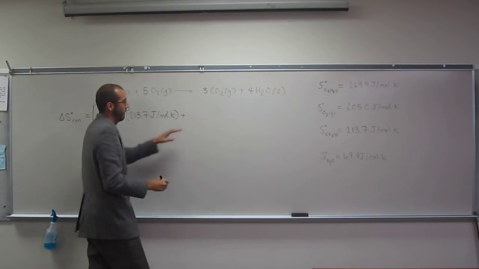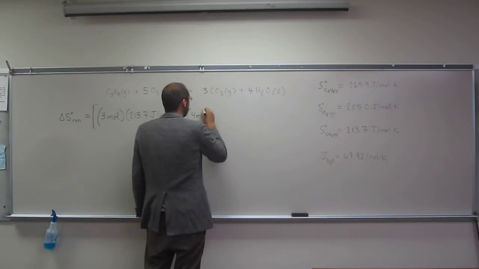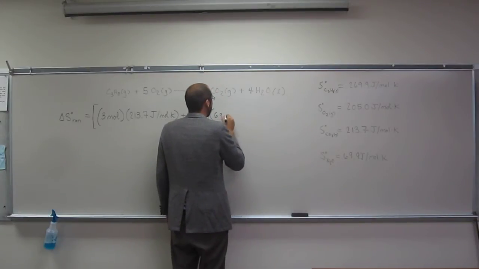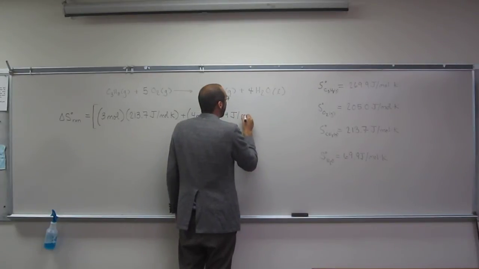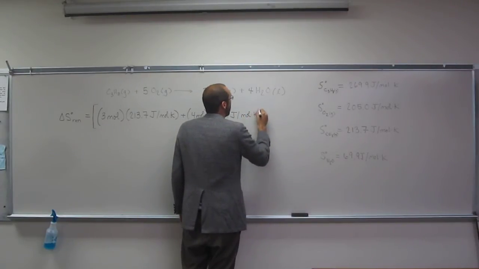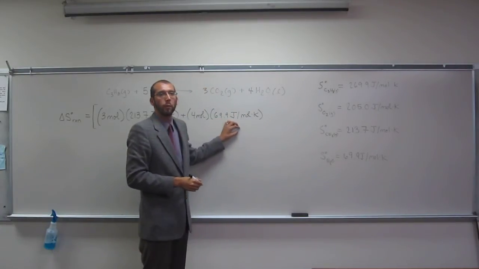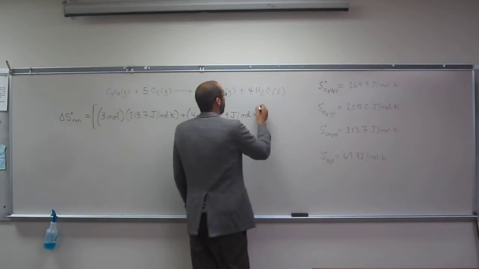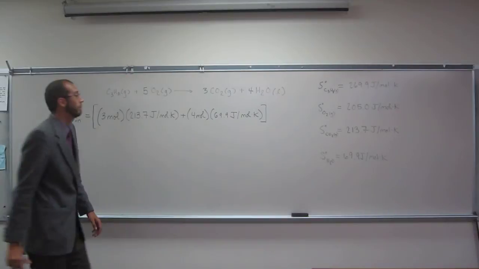Then we're going to add that to the 4 moles of water. So down there. And remember, you got to get these in the right state of matter. If you write down the entropy of water in the gaseous state, it's going to be different than the entropy of water in the liquid state. Okay, so those are all the products there. I like to bracket them like that.